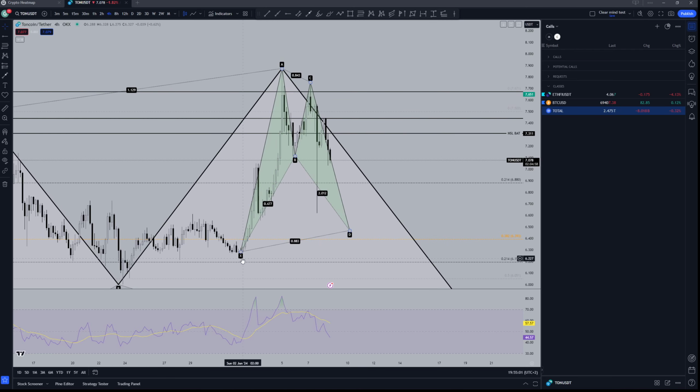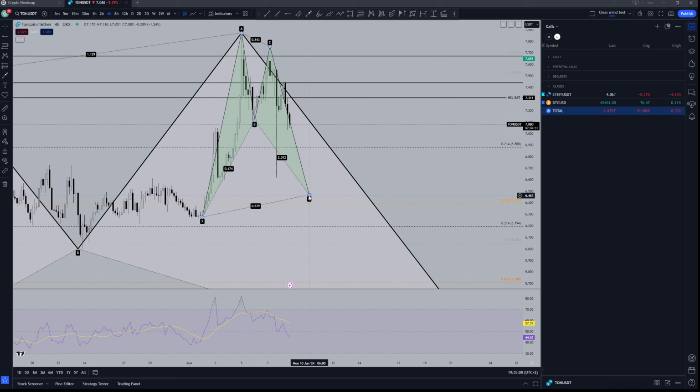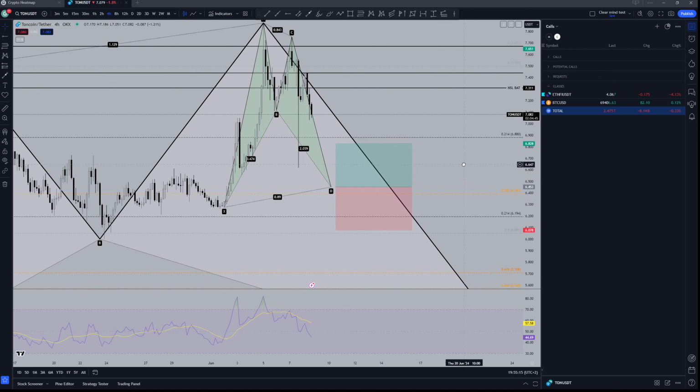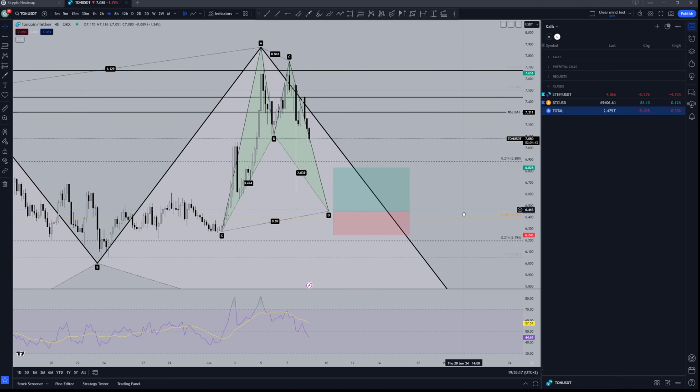So we essentially bounce off the 0.5 here. We had another C point, this is valid for a Bat, and then we can look for the 0.886 here to potentially bounce off of a Bat. So you would be able to take like a scalp here if the reaction is good.